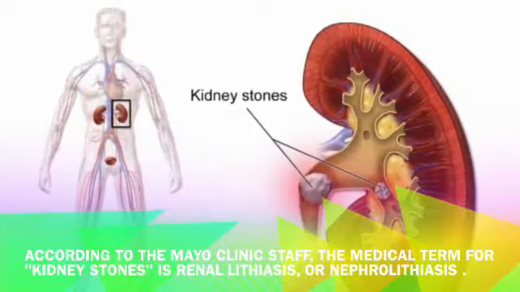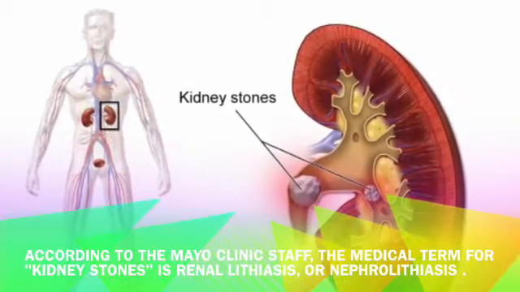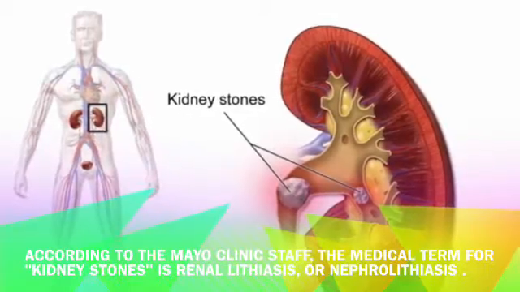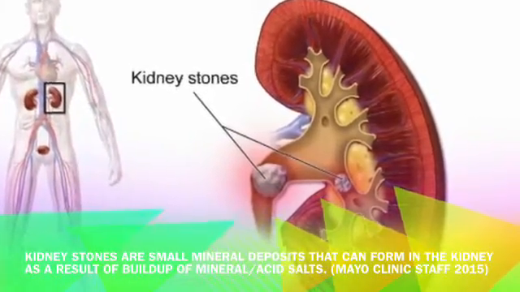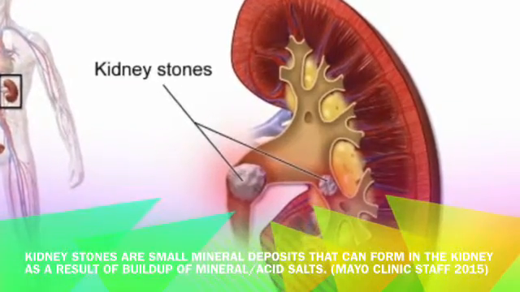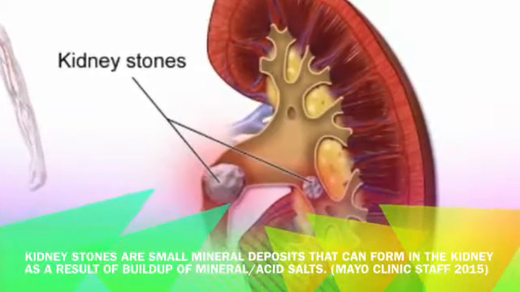According to the Mayo Clinic staff, the medical term for kidney stones is renal lithiasis or nephrolithiasis. Kidney stones are small mineral deposits that can form in the kidney as a result of buildup of mineral acid salts.